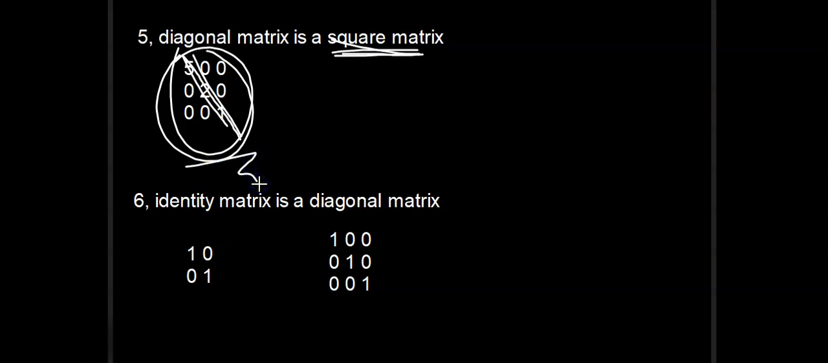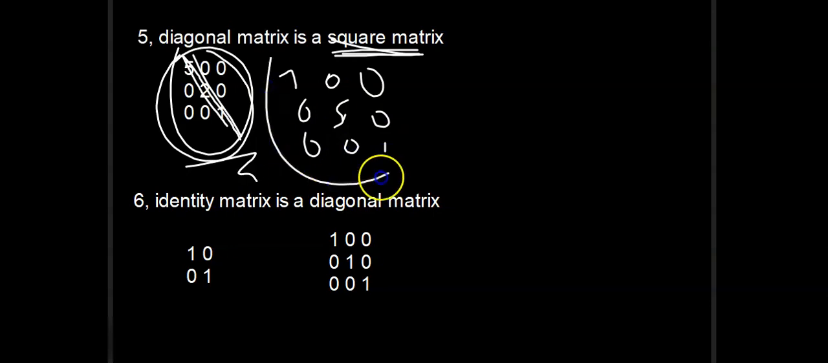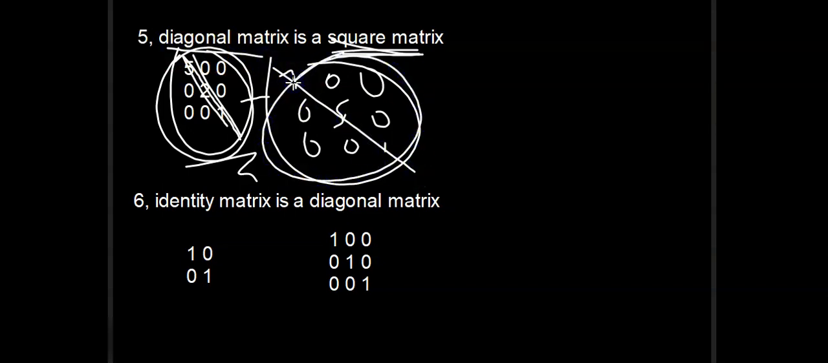So as you can see, we can also have a matrix like 7, 0, 0, 0, 0, 5, 0, 0, 1. So this is also the same as this one. So this is also a diagonal matrix. The diagonal has a number, but all other parts are 0. So that's the thing with the diagonal matrix.